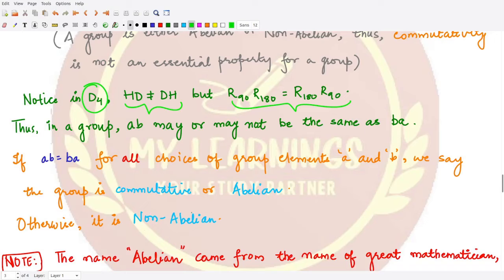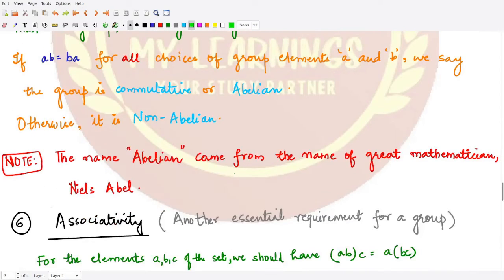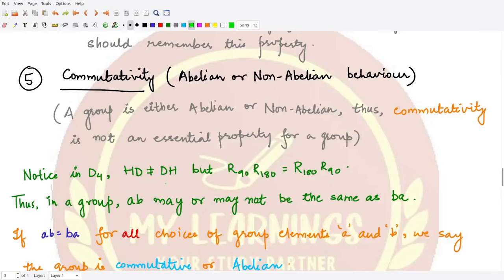Now we are okay with the word commutativity, but why do we keep using the word abelian? This is new to us. The reason for that is this word came from the name of the great mathematician Niels Abel, who gave this concept. So from this Abel, we are writing it down as abelian, belonging to Abel, right? So this is the property of commutativity.